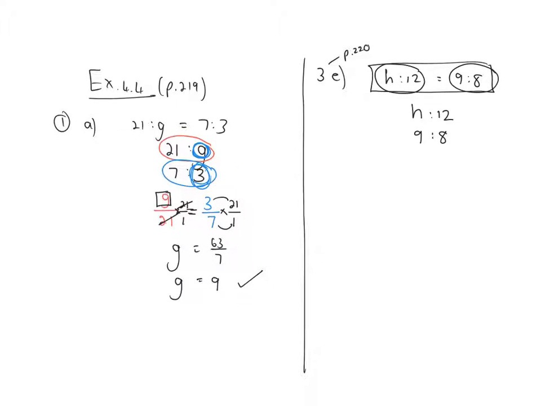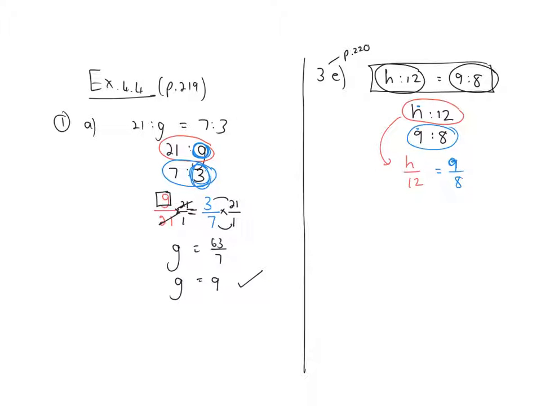Now we need to set up an equation with two fractions. So first of all, I'll take that one there and I'll write that as h over 12. Next, I'll take that one there and I'll write that as 9 over 8. The fact that the h was at the top, the 9 has to be at the top of the other fraction. So h over 12 is equal to 9 over 8.